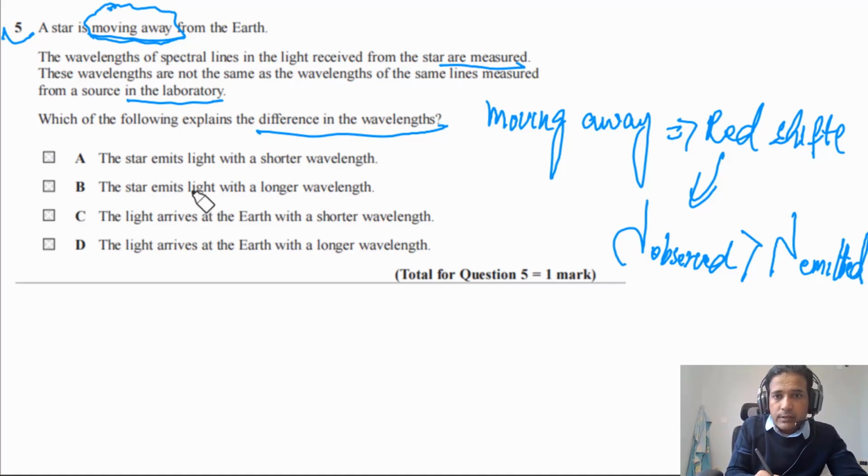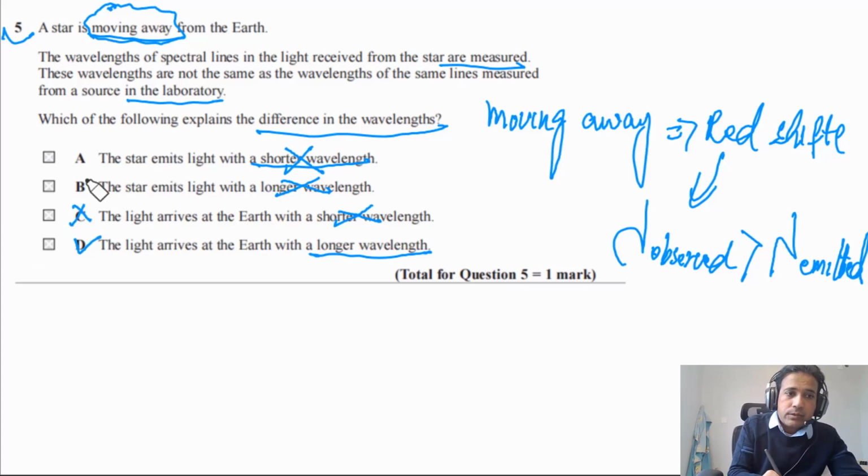Now if you look at the given options, the star emits light with a shorter wavelength. No, this is incorrect. The star emits the light with a longer wavelength. No, because the lambda emitted remains the same. The light arrives at Earth with a shorter wavelength. No, longer, because the star is moving away. This is redshifted. The light arrives at the Earth with a longer wavelength. This one is correct.